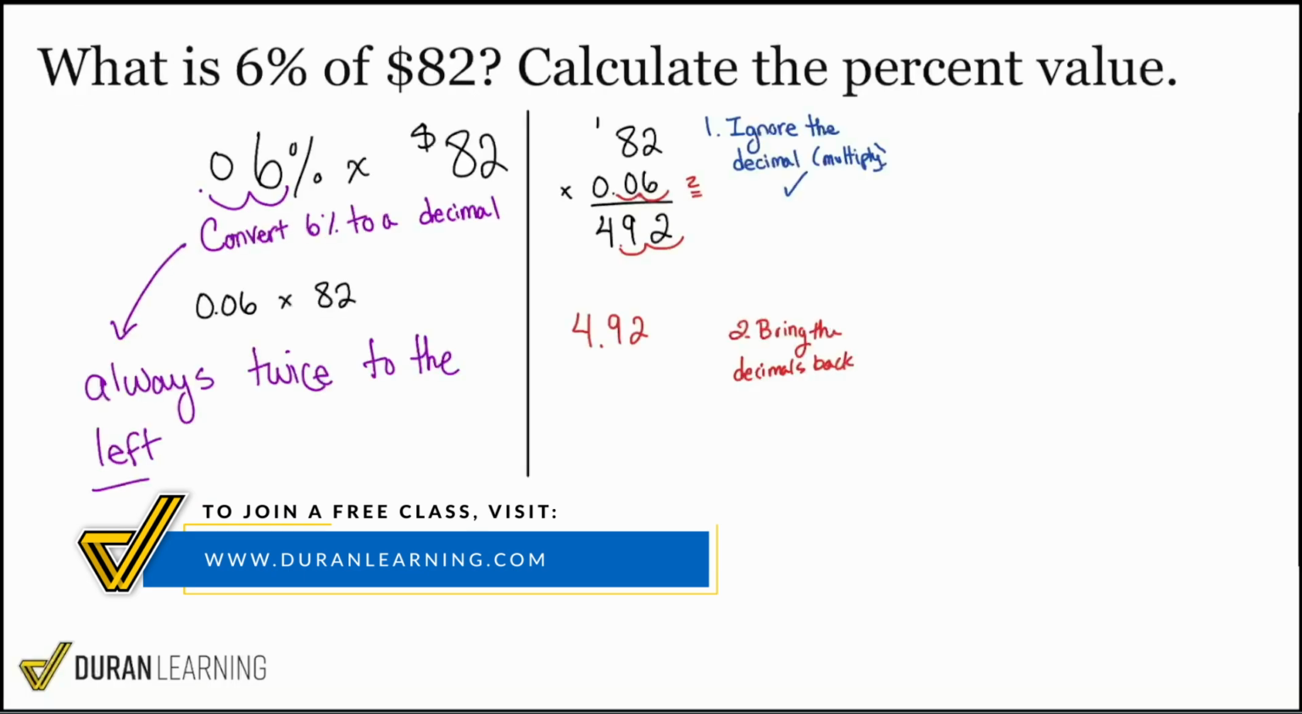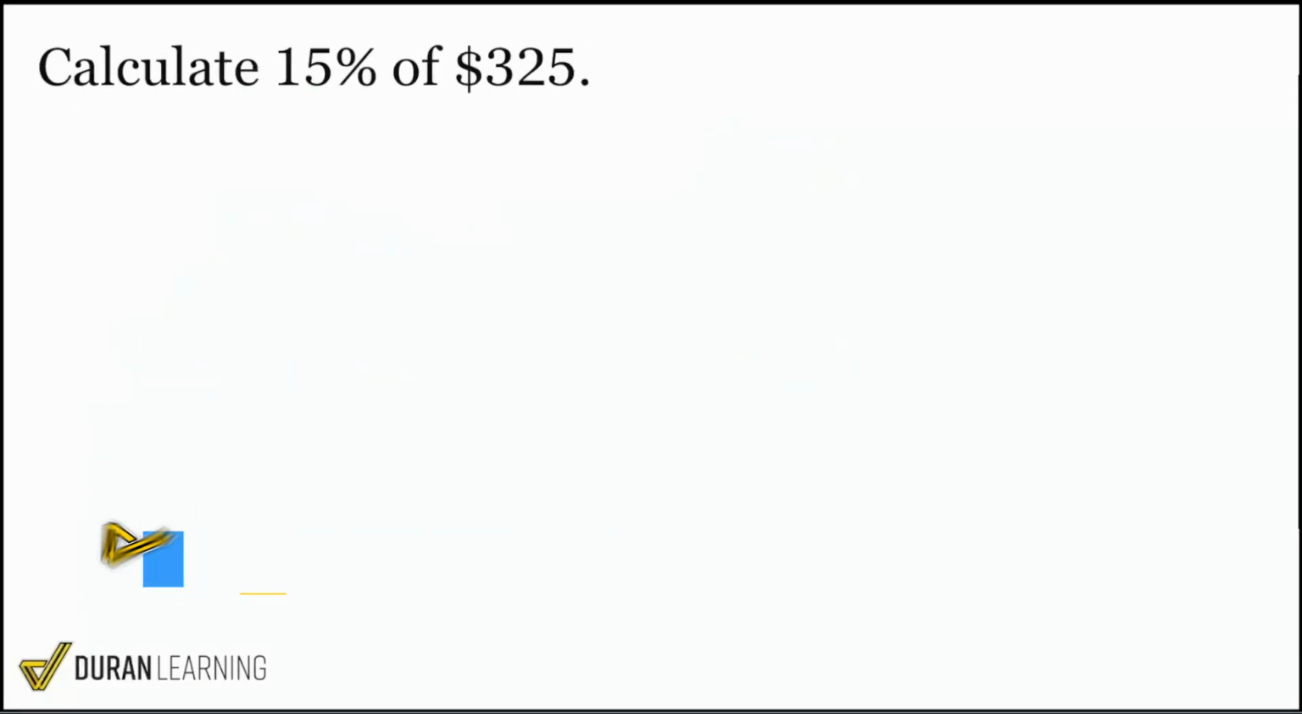question that we did was a single digit. This one is 2 digits as a percent. My party people, does that change anything in terms of changing the percent to a decimal? Does that change anything at all? Correct. It does not. We always convert by moving it twice to the left. Always, always, always. So we're going to go ahead and take that 15%.